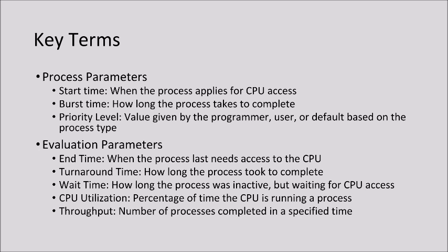And then we also have these evaluation parameters to evaluate how efficient the CPU is doing. End time is when the process last needs access to the CPU, so basically when the process completed. The turnaround time is how long the process took to complete, and it's just the end time minus the start time. And there you go, there's your turnaround time.